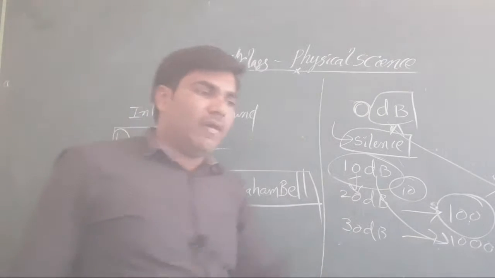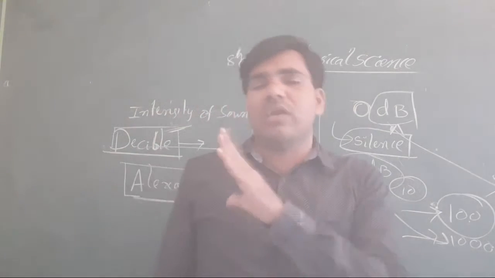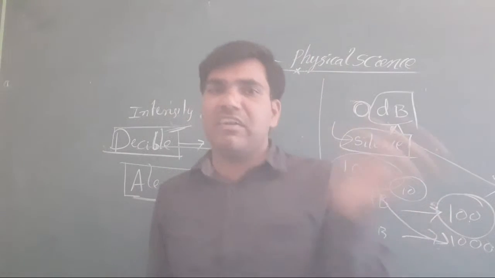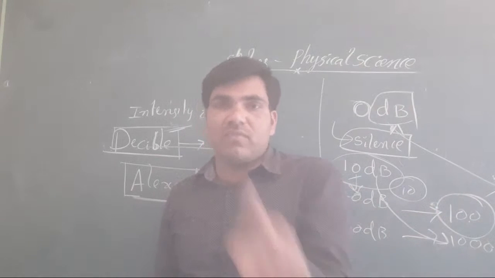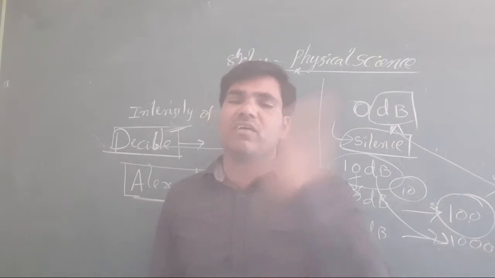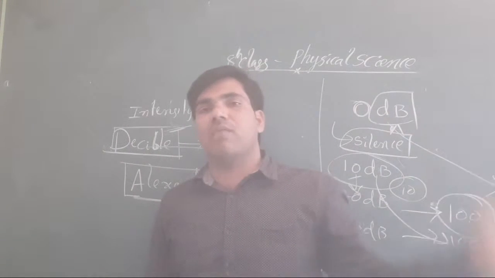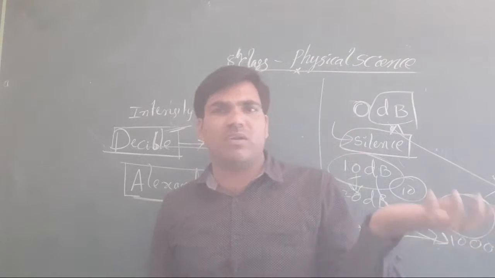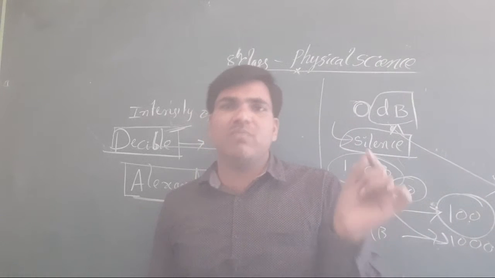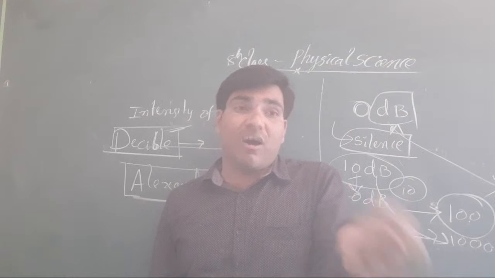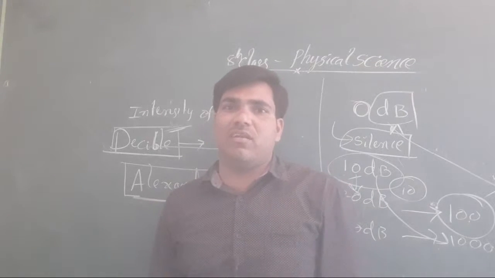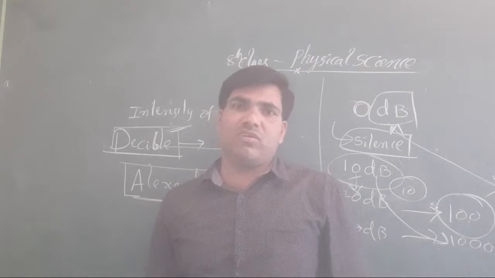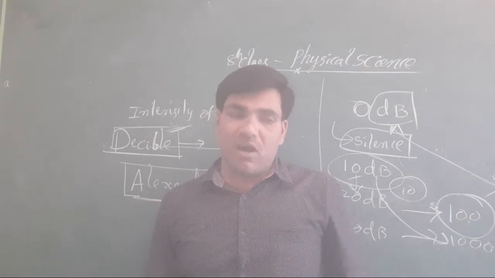Why? Because the intensity of sound is only comparable. We can't say this is the sound of 10 decibels, this is the sound of 30 decibels, without comparing with the 10 decibels or the 20 decibels. 0 is nothing, nothing will be there. 1 decibel is nothing but after the silence, whatever the sound that is started, that is called 1 decibel. Clear or not, all the students?